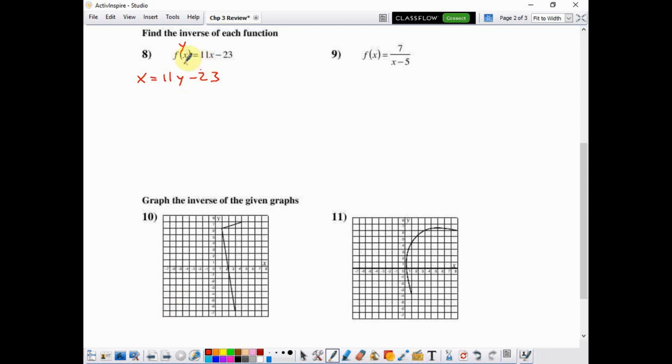So we will move the 23 from the right side to the left. X plus 23 equals 11y. And then divide both sides by 11, and we get y equals x plus 23 over 11. So our inverse, F inverse of x, equals x plus 23 over 11.